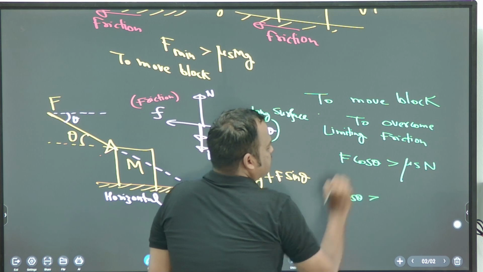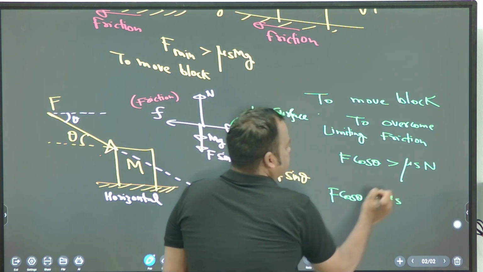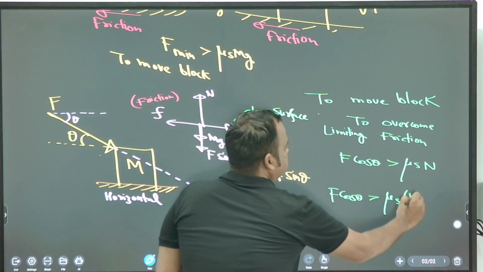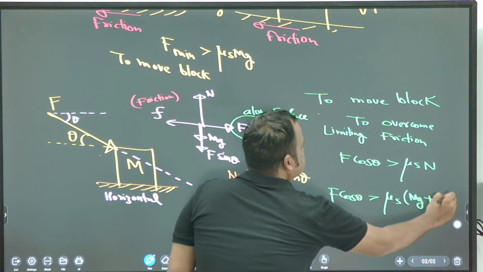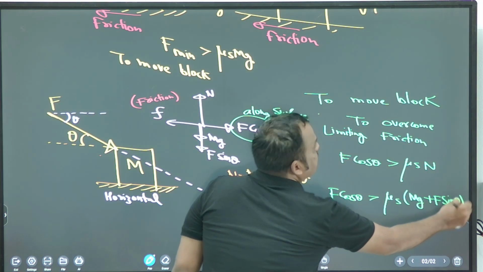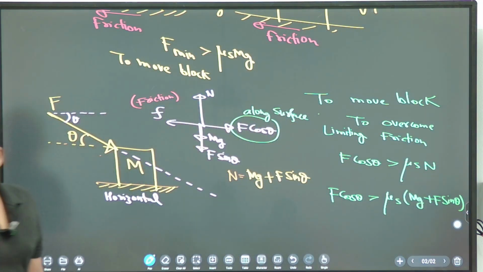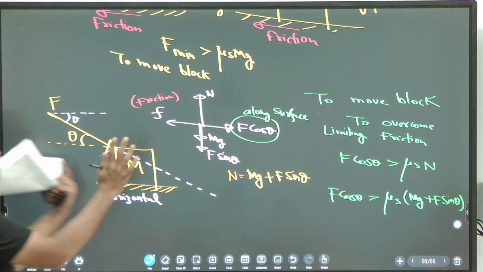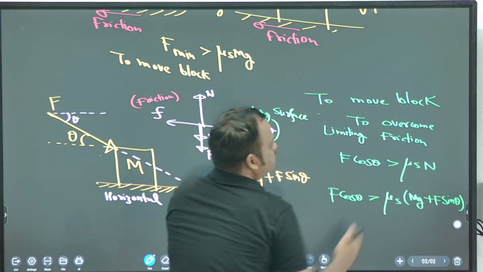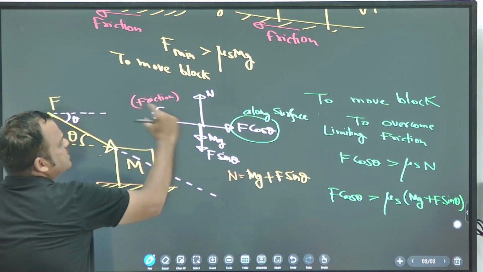So f cos theta must be greater than mu s mg plus f sin theta. Clear? Are you getting? It is looking like a very big equation, but it is easy. You understand step by step.